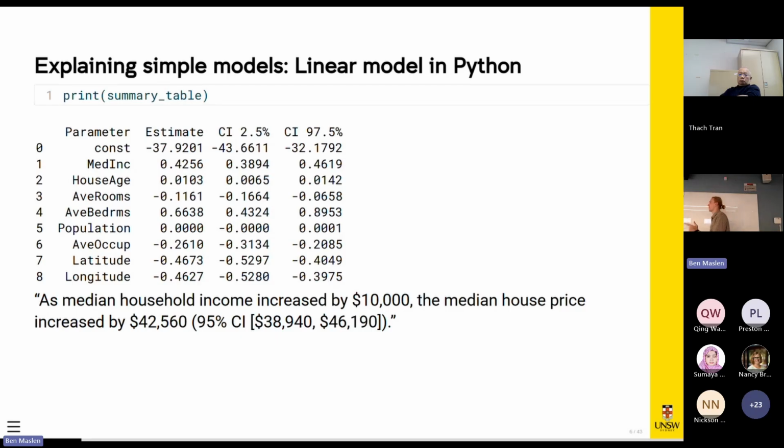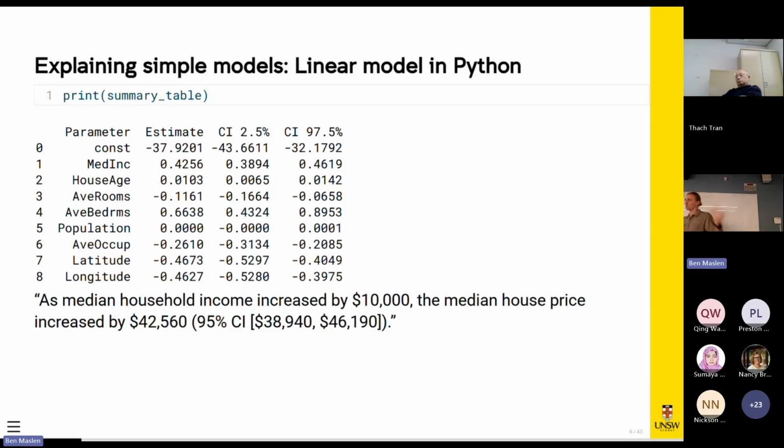We can't just rely on the regression slope itself in this example, because that is relative to the scale of the parameter. For example, if median household income wasn't measured in tens of thousands of dollars, if it was measured in hundreds of thousands of dollars, then this regression slope is going to be 10 times as big. It's going to be 4.256. So it's relative to the scale of the feature.